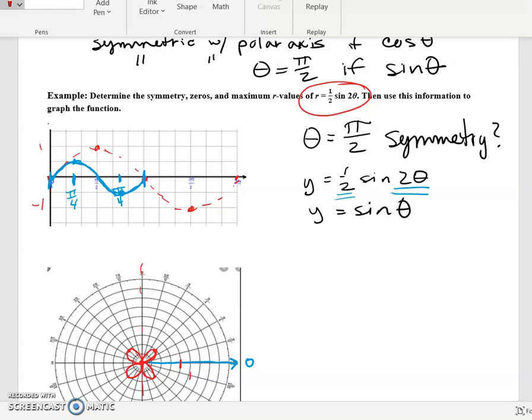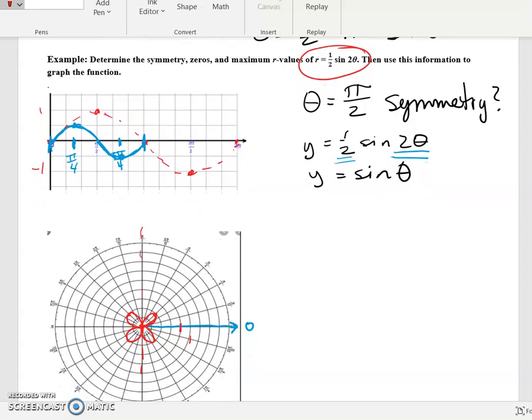Okay, so now what happens after we have our graph? Then it asks us to find the symmetry, the zeros, and the maximum values. To determine the symmetry, we already know that we have theta equals pi over 2, so it's symmetrical about that line. But it's also symmetrical about the polar axis. And it's obviously symmetrical about the pole too.